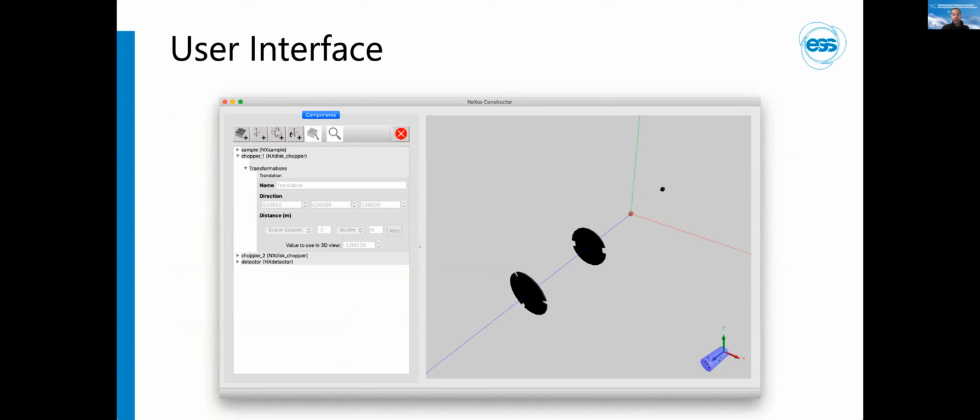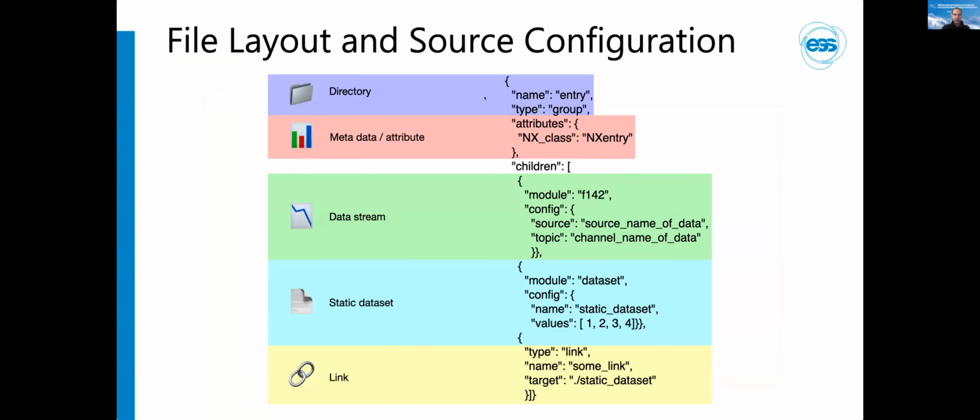creating the file layout. It has a graphical view of the location of the devices on the beamline. In this case, a couple of choppers, the sample, and some other device. And it gives us a tree view of those devices and the ability to make changes to the position and data sources, and everything we need, basically. The actual output of this application is, as I said, JSON code.